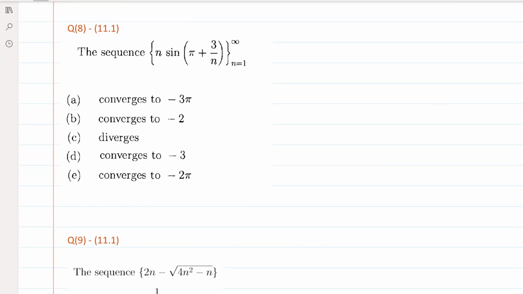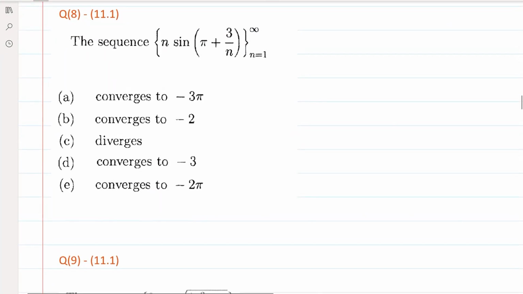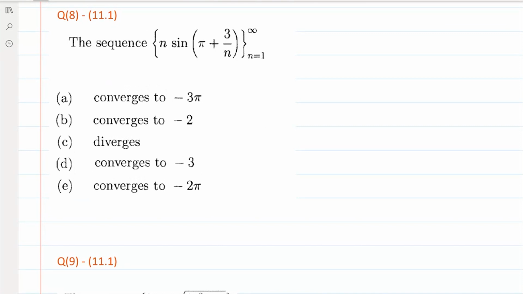Okay, in chapter 11, guys, the first part will be 11.1, which is sequences. Sequences are very easy. Why? Because the only test for a sequence is to take the limit as n goes to infinity. If it converges, it converges. If it diverges, it diverges. That's it. So 11.1 is very easy because I have just one test.